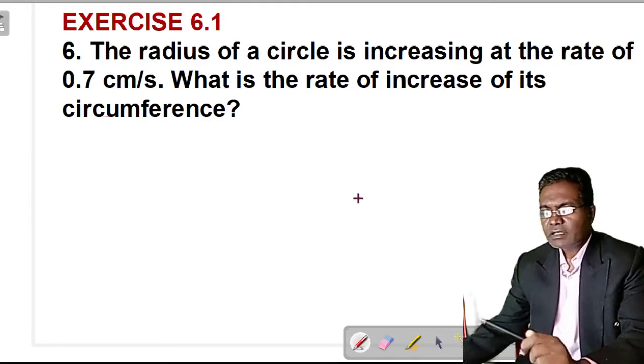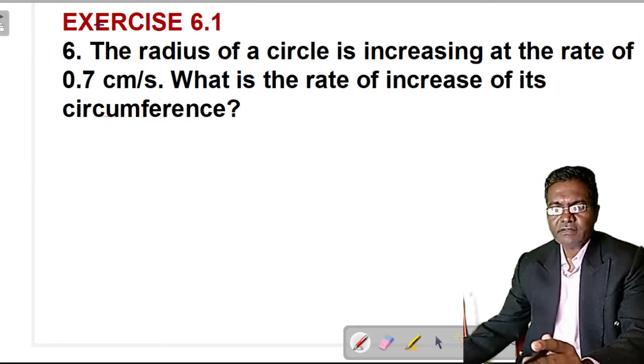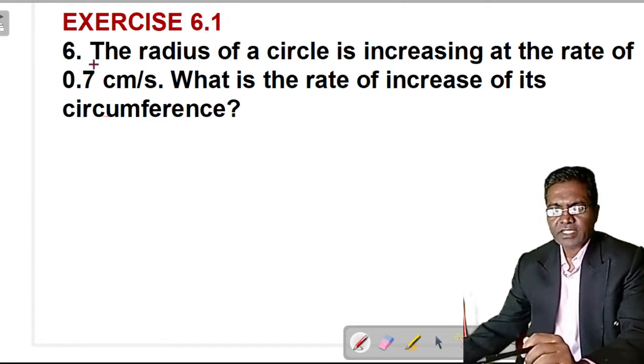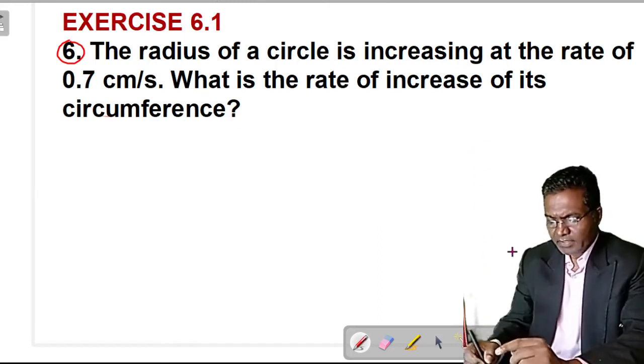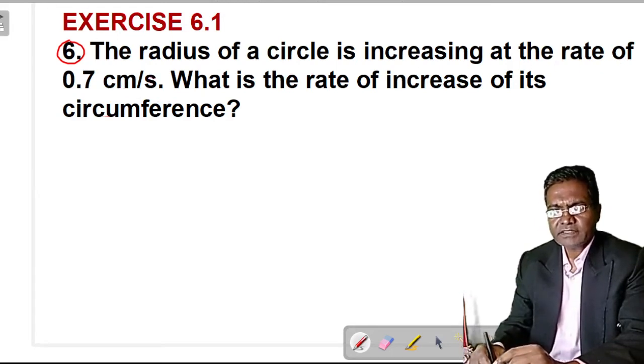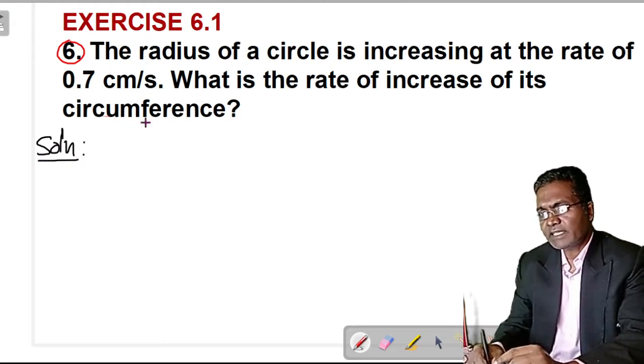And in the last session we discussed exercise 6.1 problems and let us continue the same. So in exercise 6.1, question number 6, we will begin. Here, the radius of a circle is increasing at the rate of 0.7 centimeter per second. So immediately you have to write which rate is increasing, that of the radius.